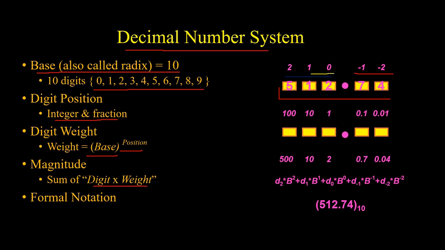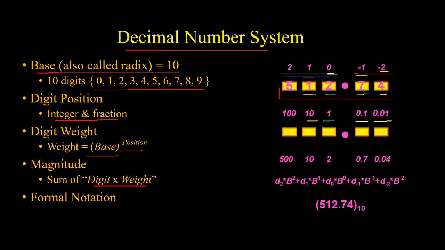For example, first digit to the right of decimal point is 7. It will have a position of -1 and its weight will be 10 power -1, which is 0.1. Second digit is 4. Its position is -2, so its weight will be 10 power -2 or 0.01. Similarly, first digit to the left of decimal point is 2. Its position will be 0 and its weight will be 10 power 0 or 1. Next digit is 1. Its position is 1 and its weight will be 10 power 1 or 10. And we will repeat the same process for all the upcoming digits.